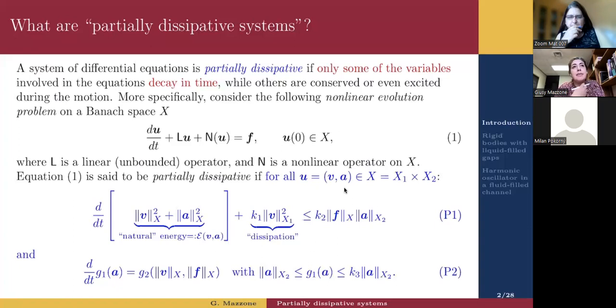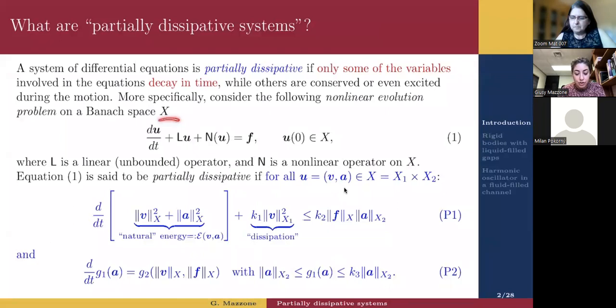We consider a system of partial differential equations, or partial differential equations and ordinary differential equations. Basically these are systems characterized by having various variables, and some of them decay in time, while some others either keep constant or, depending on the problem, can even be excited during the motion. Let me be a little bit more precise, and I'll do it in this abstract form. Then we will see later the specific application.